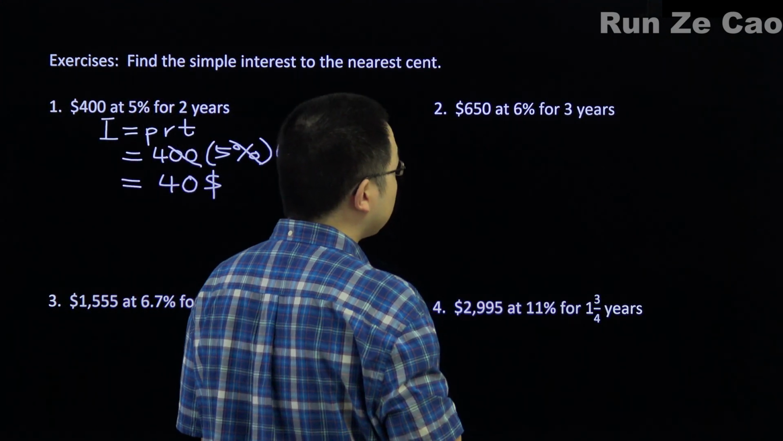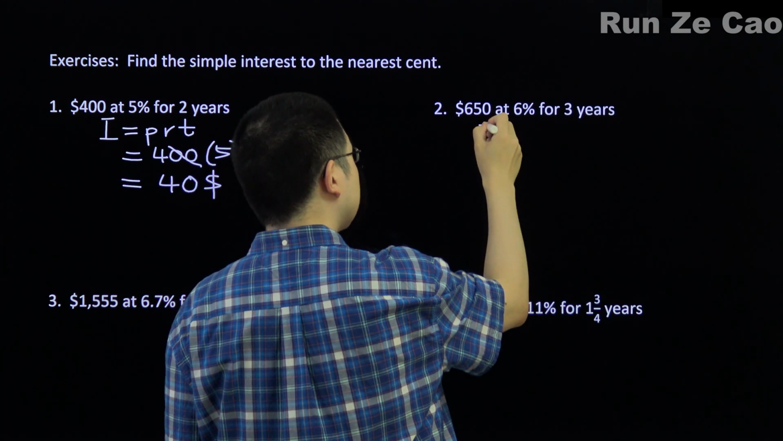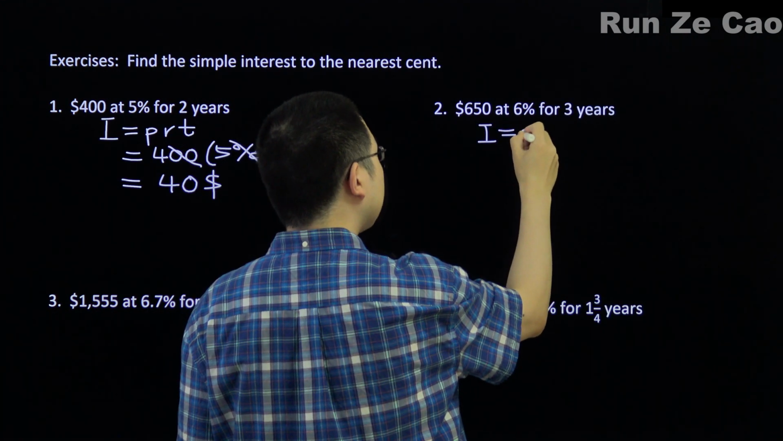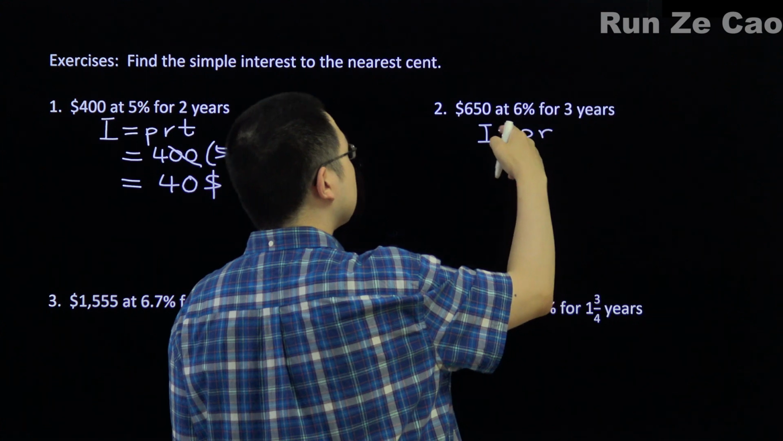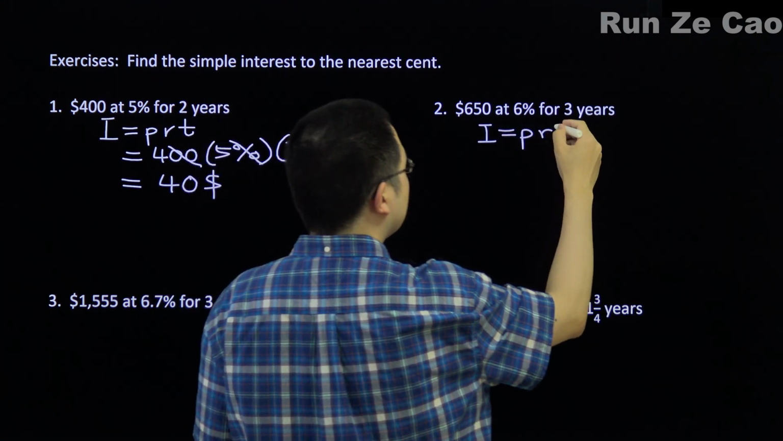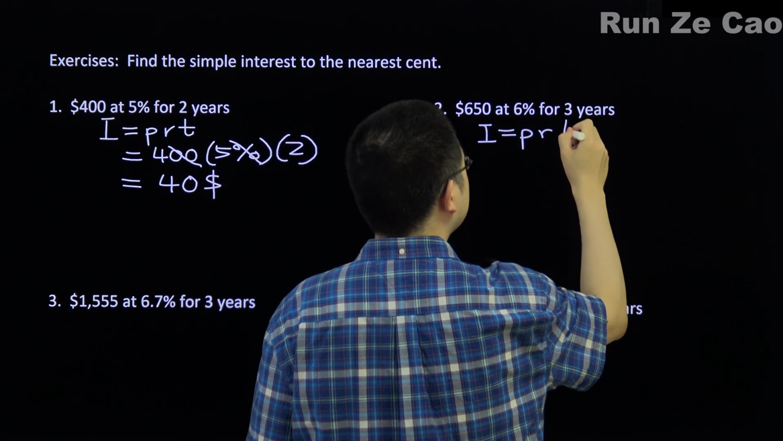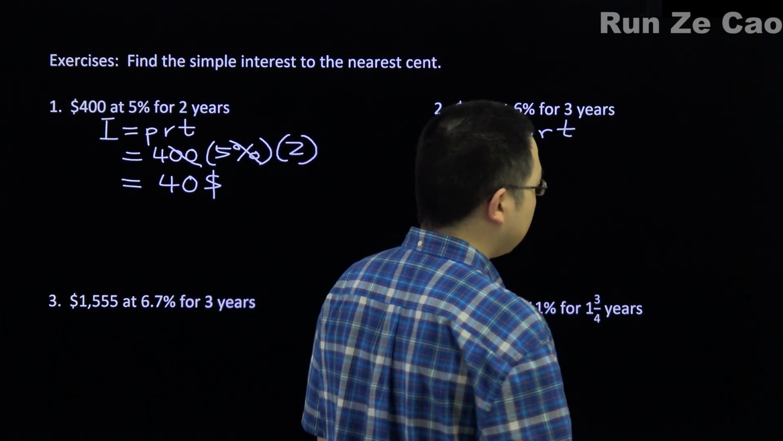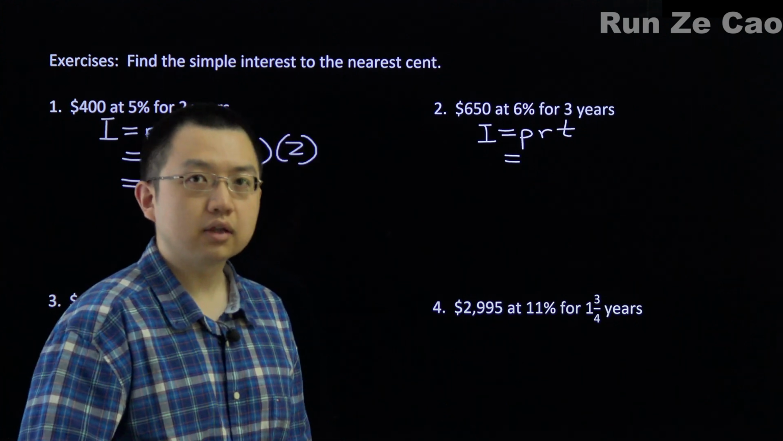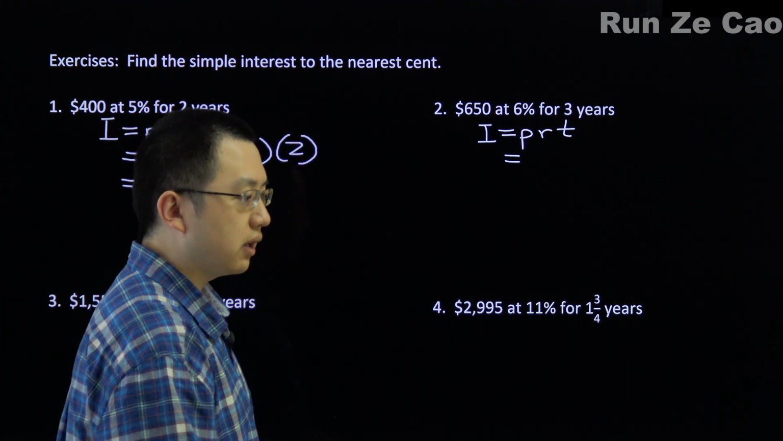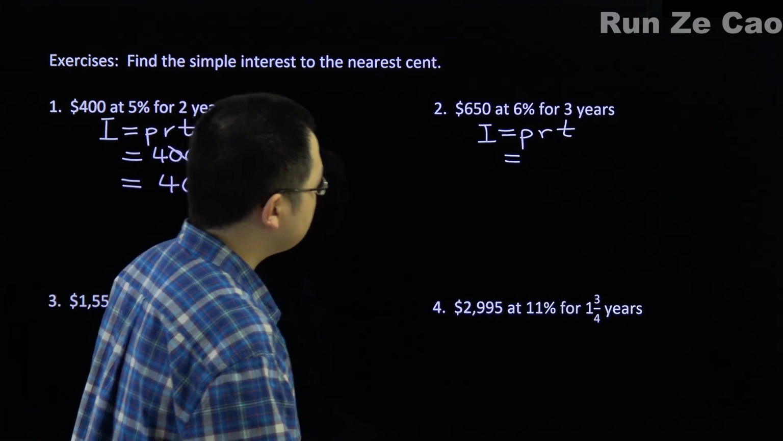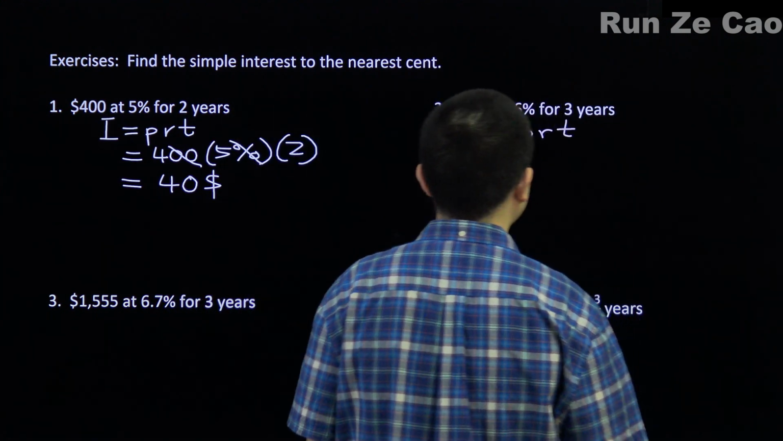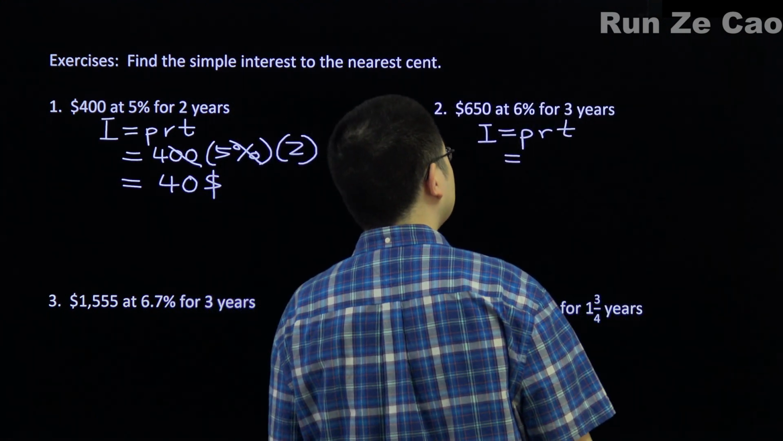$650 at 6% for 3 years. It's just interest equals principal, the amount you deposited or loaned, and interest rate and time. Make sure to convert the time appropriately to the units for your interest rate. Unless otherwise stated, the interest rate is generally given as per annum, so per year.